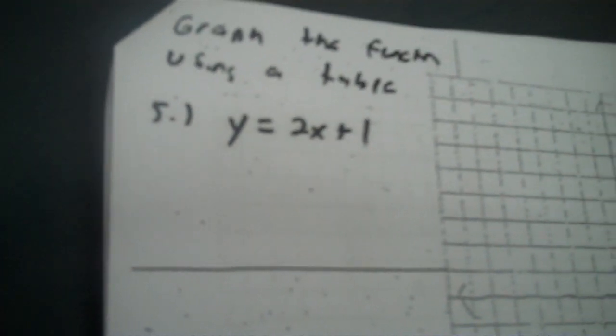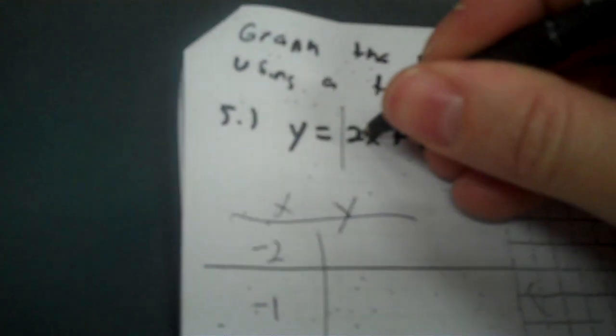Okay, graph the function using a table. First, we're going to make an XY table. And when doing a table, just pick -2, -1, 0, 1, 2. That's all you have to pick. So know your operations. Don't dot it, but don't circle it, because you have numbers you're going to put in for X. You're not solving for X.